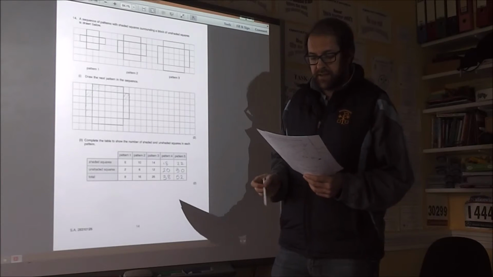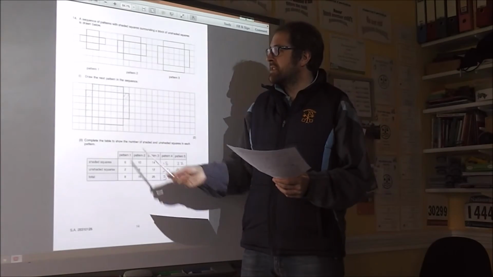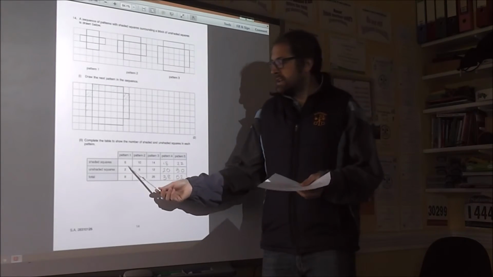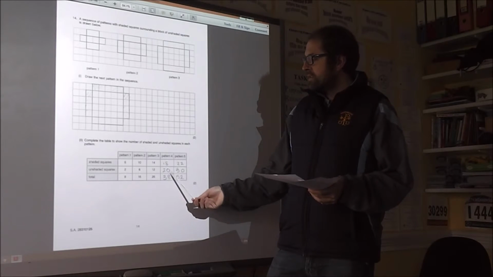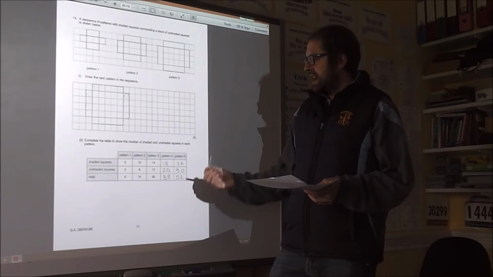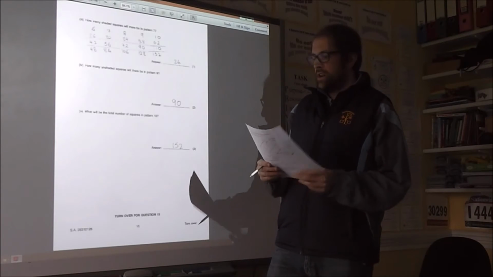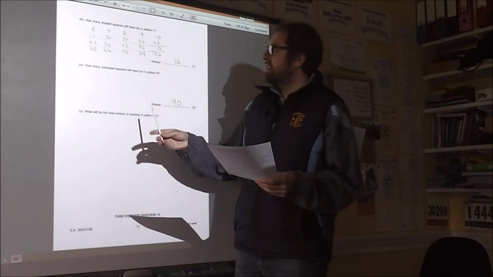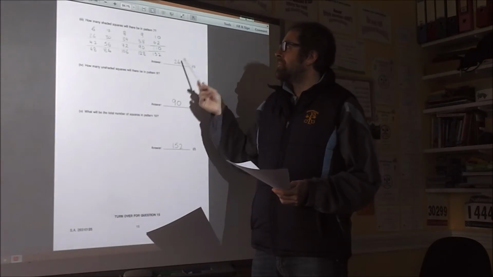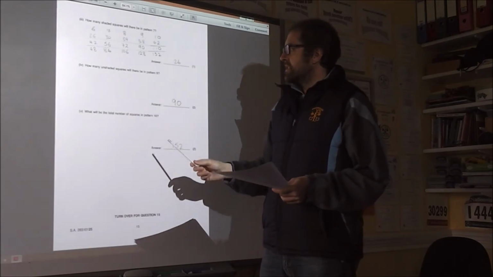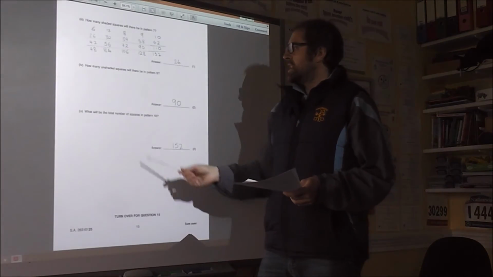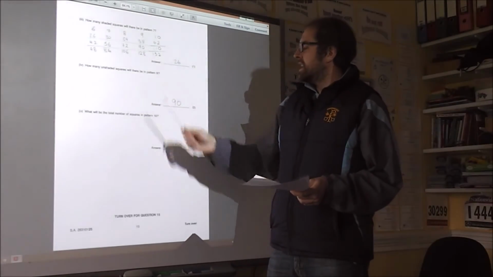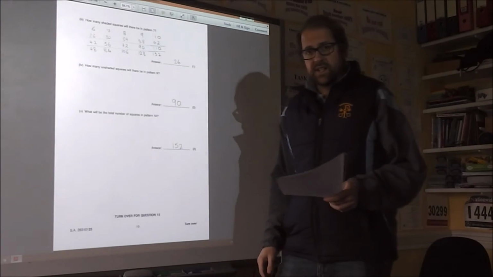Question 14 is a pattern sequence one. Draw the next pattern there, make sure you're nice and careful, and ditto, add these up, and you get 18, 22, 20, 30, and 38 and 52 for the total, which means that if you carry on your pattern, you will get 26 for pattern 6, unshaded in pattern 9 will be 90, and the total number in pattern 10 is 152. So you can just carry on the pattern for each of those.